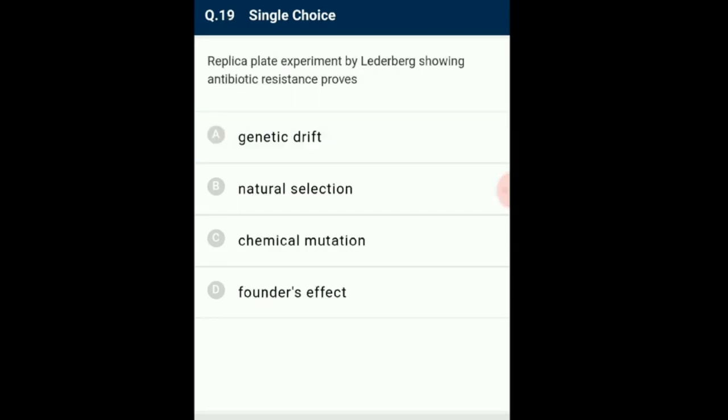Question number 19. The replica plate experiment by Lederberg showing antibiotic resistance proves. The replica plate experiment was conducted by Joshua Lederberg and Esther Lederberg in 1952. This demonstrated the genetic basis of drug-resistant mutation in E. coli bacteria. This experiment proves antibiotic-resistant strains of bacteria were able to survive antibiotics because these bacteria had the resistance before their exposure to it. This is an example of natural selection. So the answer is option B, natural selection.